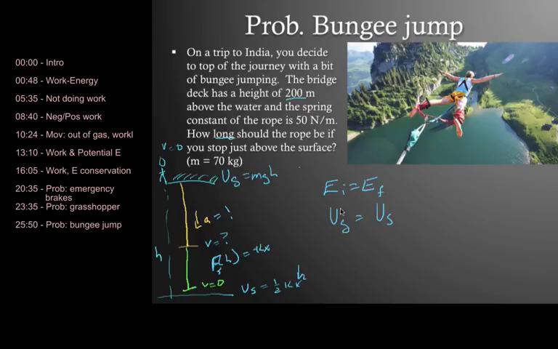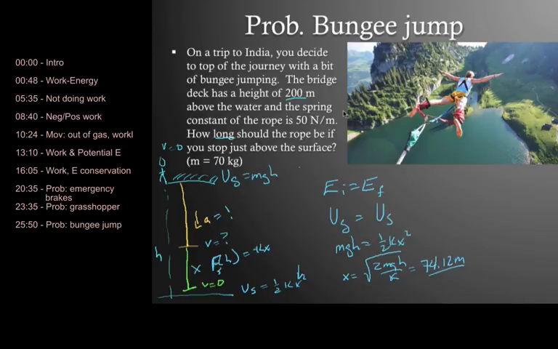So this is just mgh, and this guy is just 1/2 kx squared, where this x is this distance right here. So then we could pretty easily solve for x. X is going to be the square root of 2mgh over k. And we could work this out. We're going to get 74.12 meters.